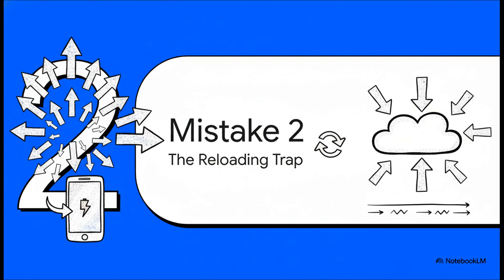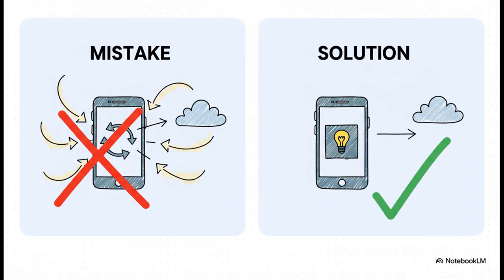Okay, next up is a mistake that hits you right where it hurts, your user's data plan and your own server costs. I call it the reloading trap. This is when your app just keeps fetching the same data over and over and over again for no good reason. On the left, you see the classic pattern.